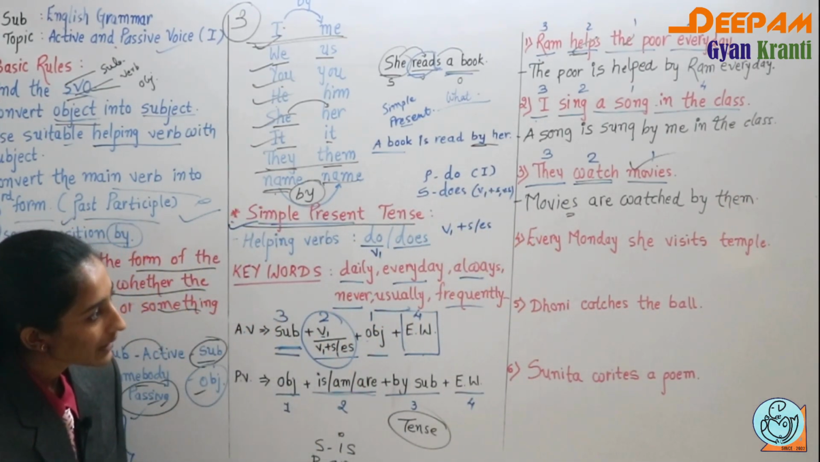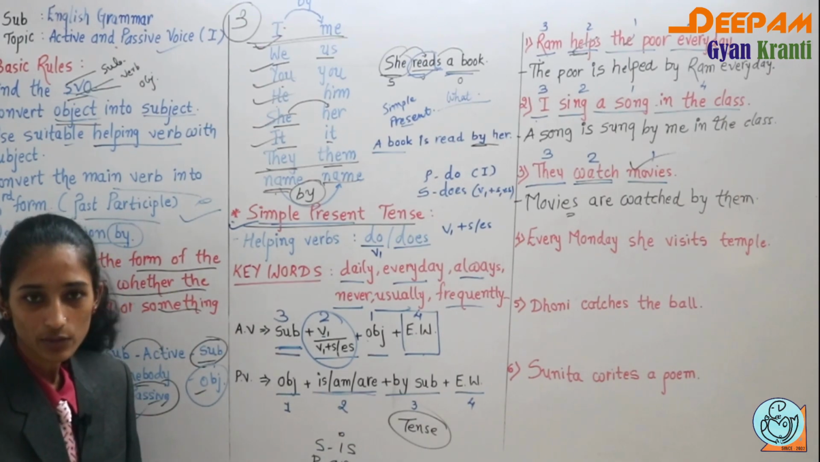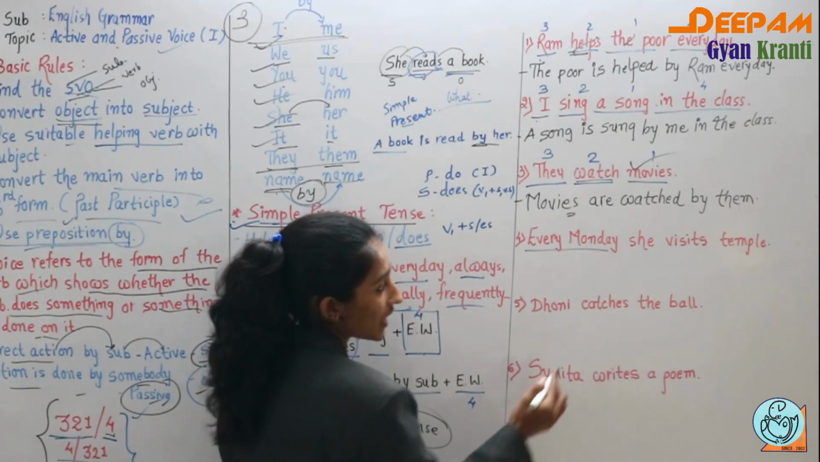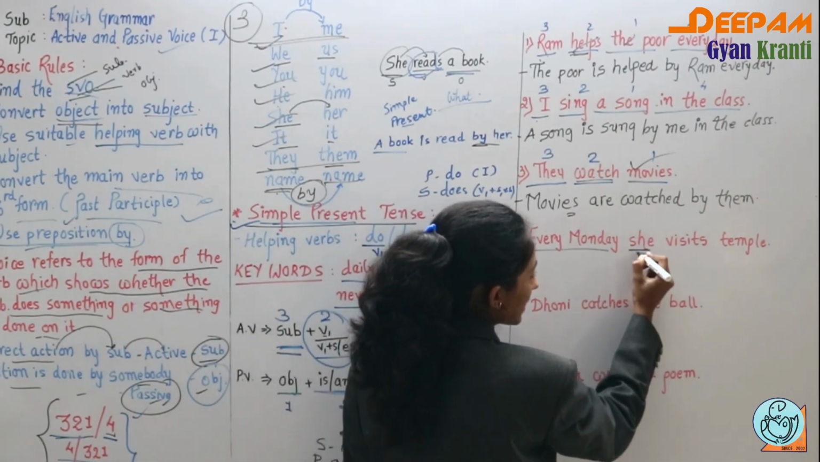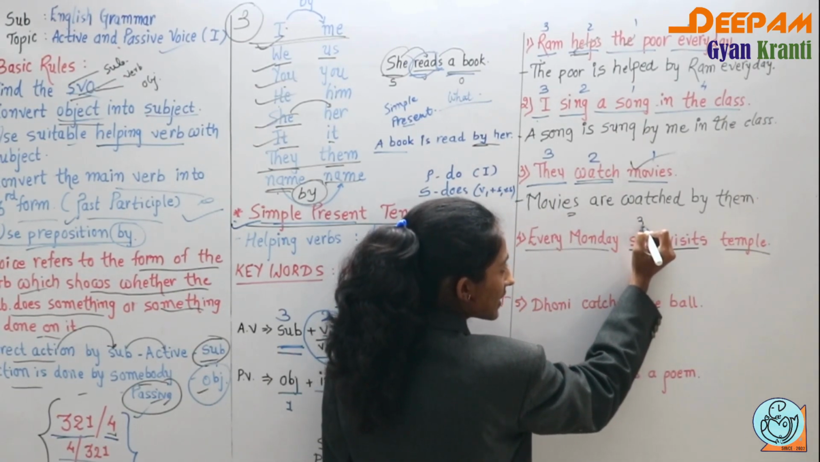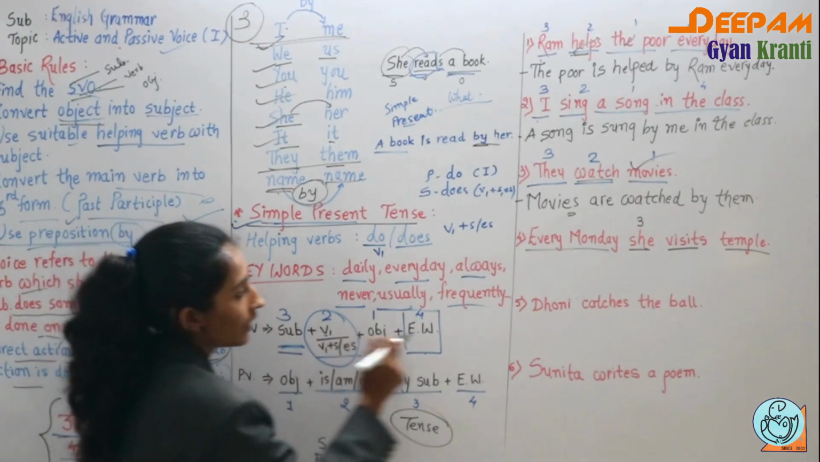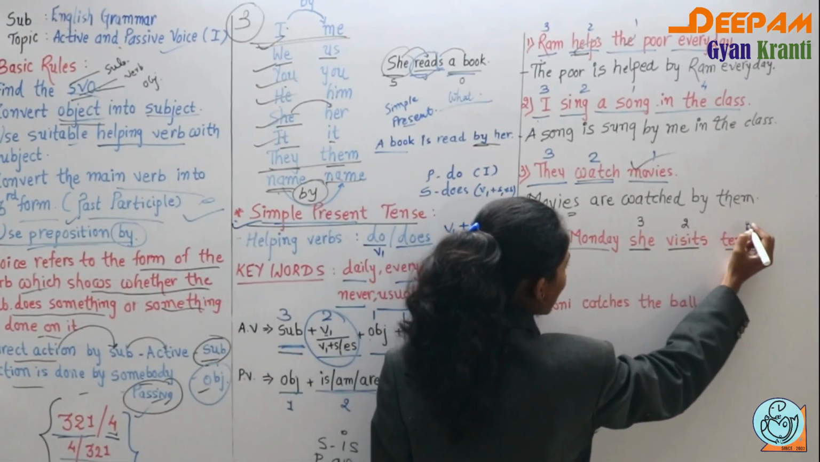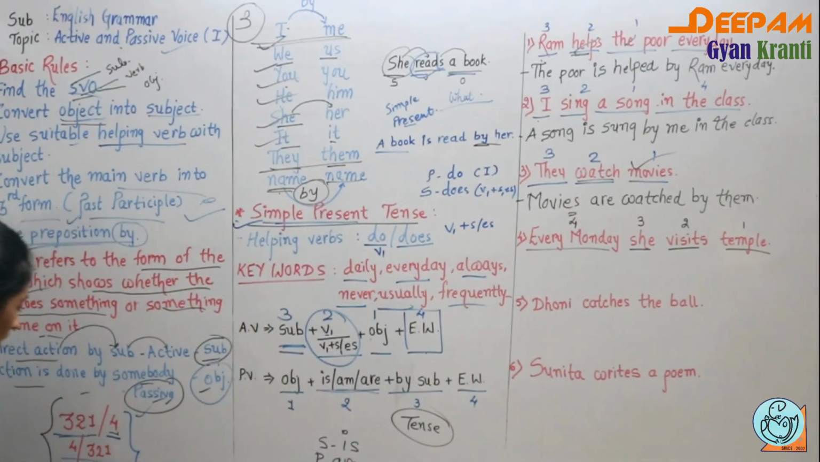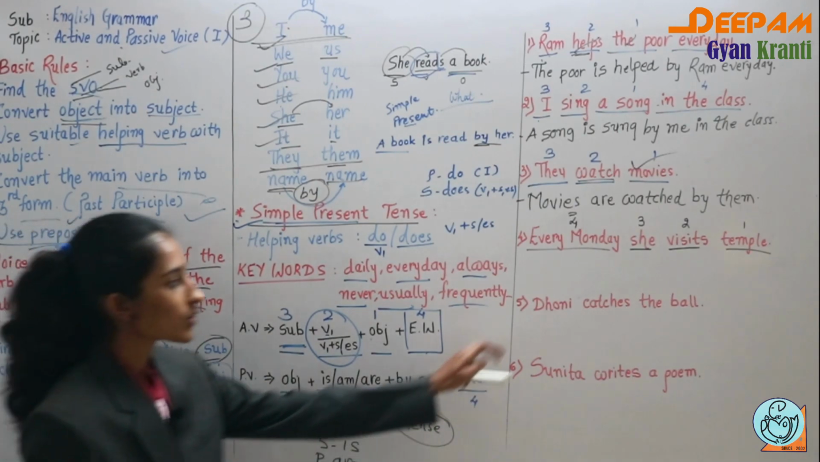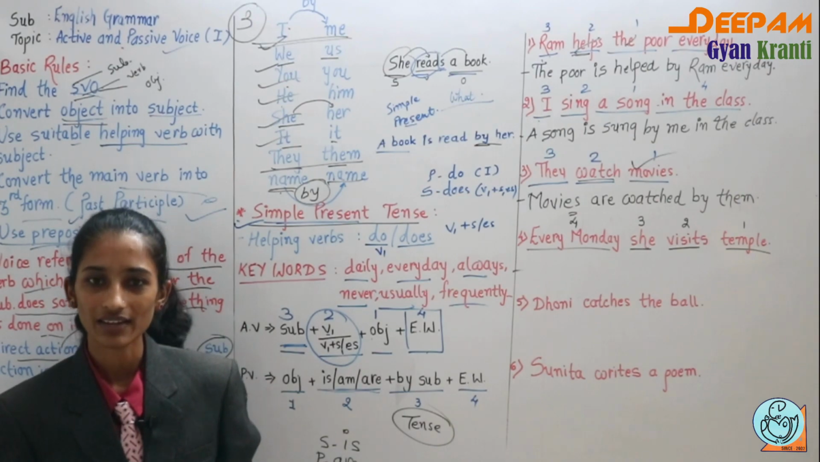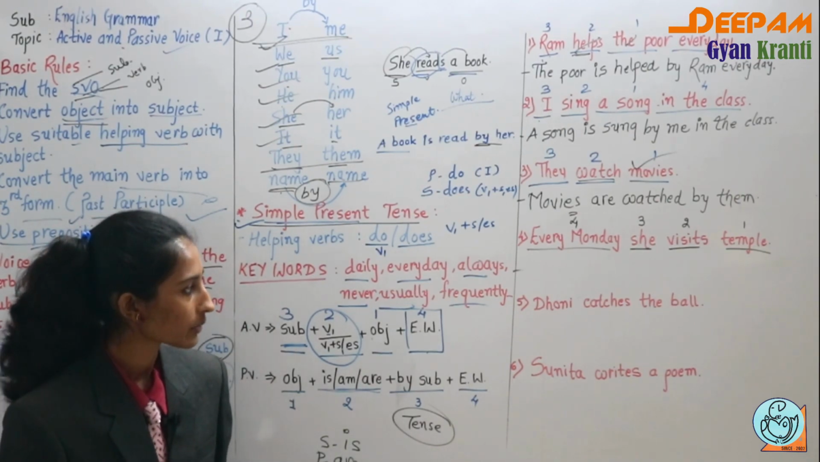Right. Every Monday she visits temple. Okay, now subject. So every Monday is not the subject. She is the subject. So she is subject, verb visits, and temple, that is the object. So she is subject, third number. Then verb, so visits, and temple, that is the object. So every Monday is extra words. So here see 4, 3, 2, 1. So while writing the answer, if the 4th number is in the beginning, means extra words are there in the beginning of the sentence, then you have to keep it same.